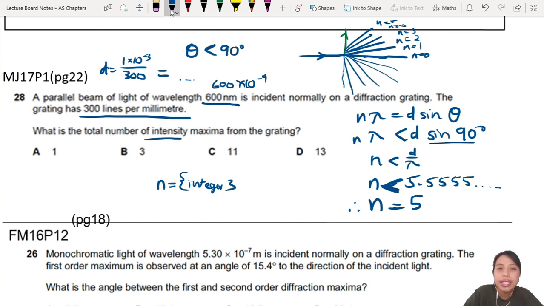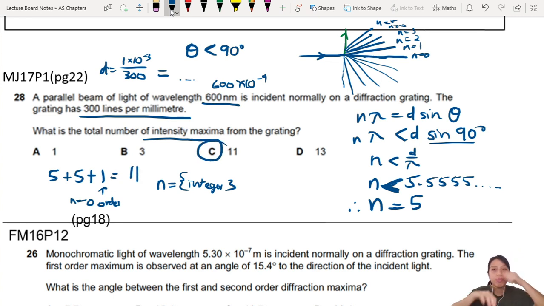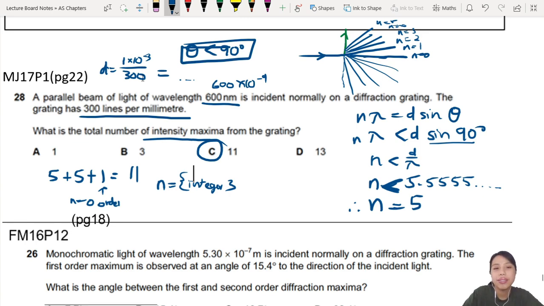In total, how many intensity maxima? You have 5 on one side, 5 on the other side, and 1 in the middle. This is our 0 order. So in total, you have 11 maxima in your grating. If you put a light through there, you will see 11 lights come out. If you put a face there, you'll see 11 faces come out, because all the rays will split up and spread out. It's a very good skill to use. Key idea is sine theta must be less than 1, or theta must be less than 90.